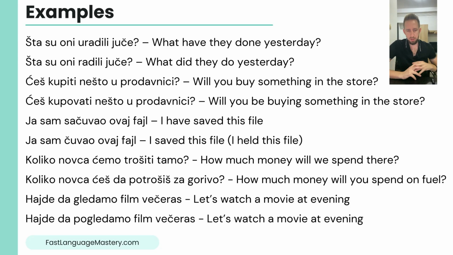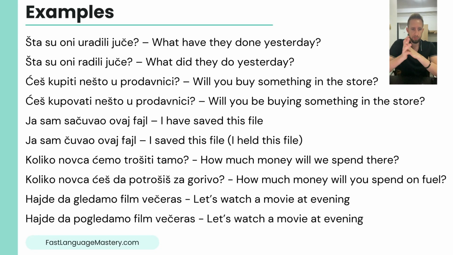Then, next example. Koliko novca ćemo trošiti tamo? How much money will we spend there? And koliko novca ćeš da potrošiš za gorivo? How much money will you spend on fuel? In the first example, koliko novca ćemo trošiti tamo, we talk about how much money we will spend there. We talk about the process of spending money.